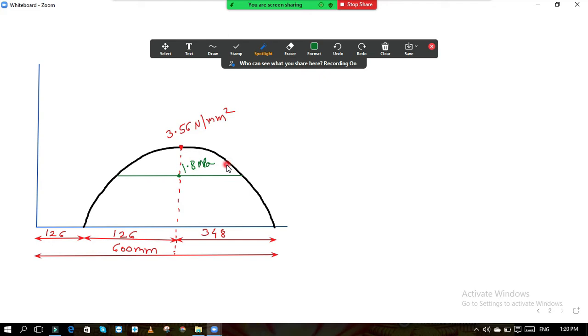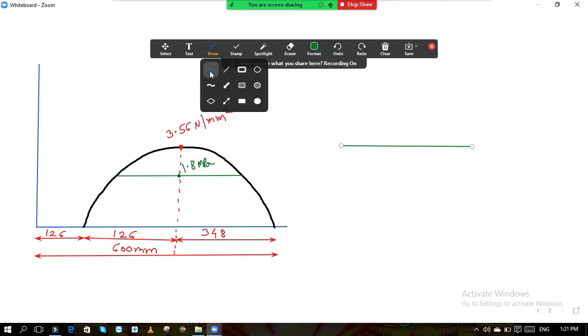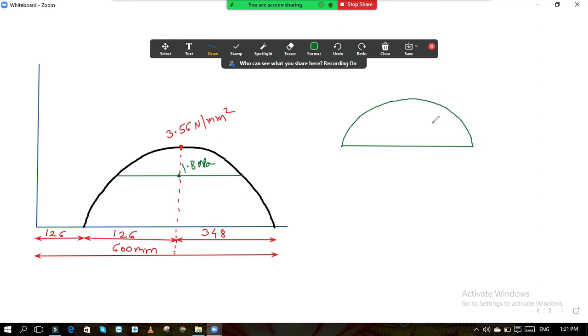Now, in which area is the shear reinforcement required? Shear reinforcement is required in this area. This parabola that you see, in this area the shear reinforcement is required. Okay, so if I draw it separately, the area, if I show you, then in this area this reinforcement is required. This is the parabola. Okay, this ordinate is 3.56 Newton per mm square, and here the ordinate is 1.8. So in this area, your shear reinforcement is required.